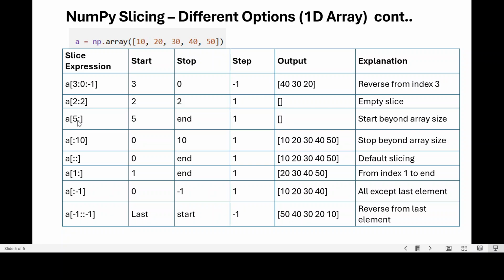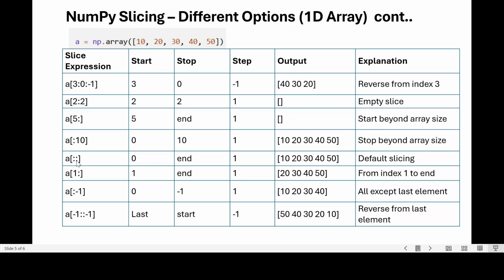The next expression a[5:]. The starting index is beyond the last element of the array. So instead of producing an error, NumPy returns an empty array. The next expression a[:10]. In this case, the stop index is larger than the array size. So NumPy safely returns all available elements.